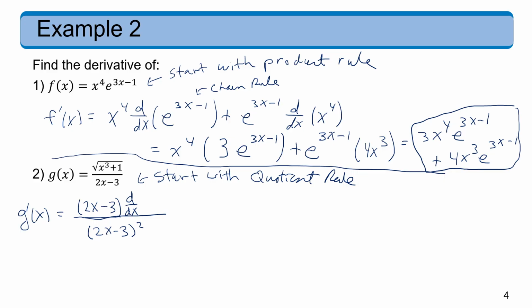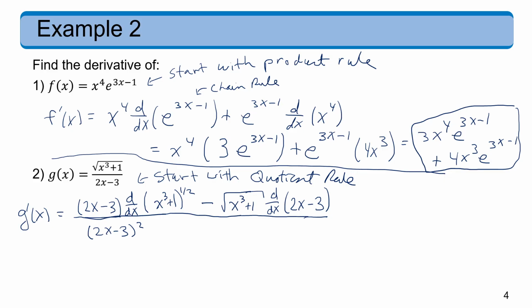Now I'm going to put the top, but I know because there's a square root, right? We've seen this before. It's going to be easier to write that as a 1/2 power. So that would be x cubed plus 1 to the 1/2. So that's bottom times derivative of the top. Then we have minus top, I'll just leave it as it is with the square root, times derivative of the bottom. Now in our next step, we need to compute the two derivatives that are in there.